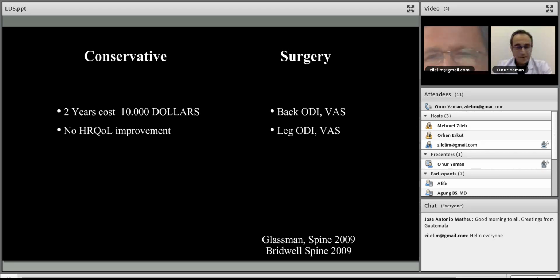The literature tells us that we have to operate these patients because if you don't operate, the conservative treatments don't give any improvement for the health-related quality of life factors, but surgery does.